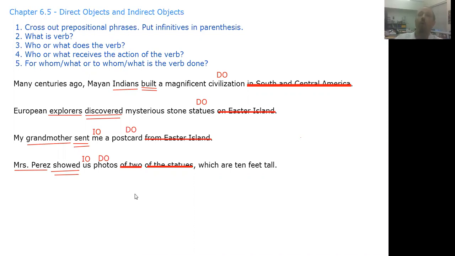Okay. When you're printing and you're working on the worksheets for 6.5, please do the sentences this way. It will help you get correct answers more often than not.